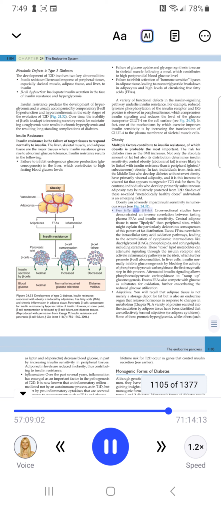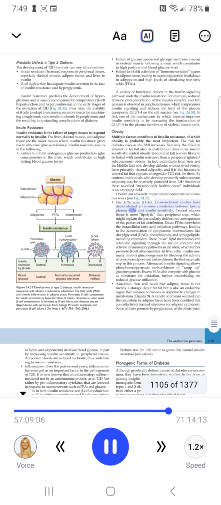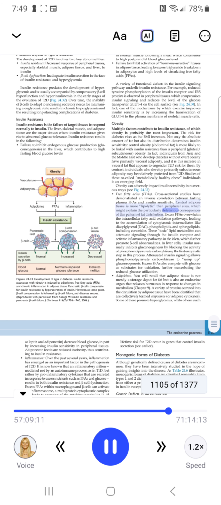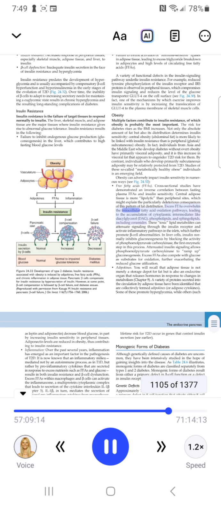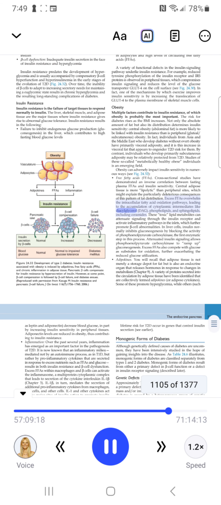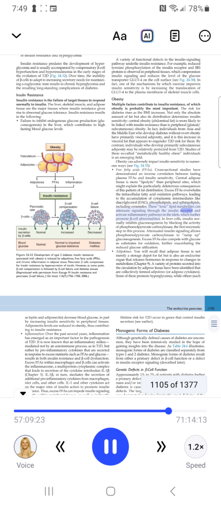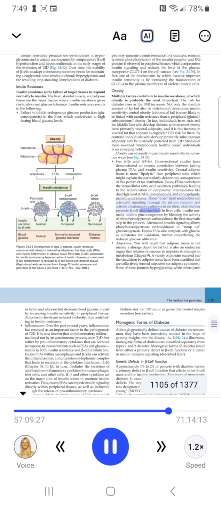See Figure. Free fatty acids, FFAs. Cross-sectional studies have demonstrated an inverse correlation between fasting plasma FFAs and insulin sensitivity. Central adipose tissue is more lipolytic than peripheral sites, which might explain the particularly deleterious consequences of this pattern of fat distribution. Excess FFAs overwhelm the intracellular fatty acid oxidation pathways, leading to the accumulation of cytoplasmic intermediates like diacylglycerol (DAG), phospholipids, and sphingolipids, including ceramides. These toxic lipid metabolites can attenuate signaling through the insulin receptor and activate inflammatory pathways in the islets, which further promote beta cell abnormalities.